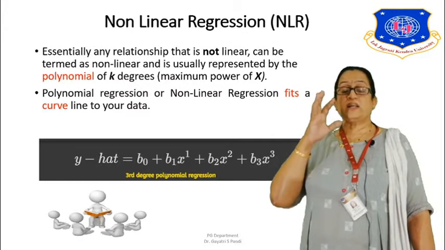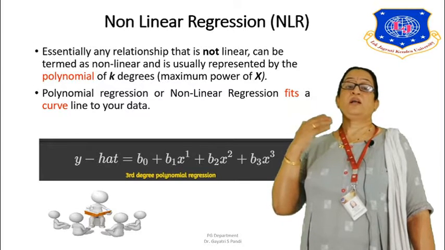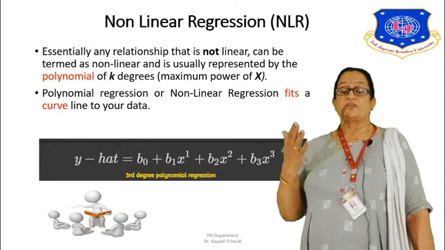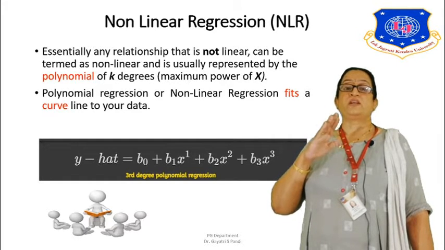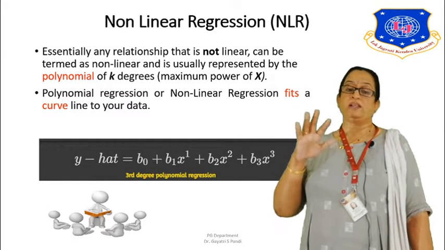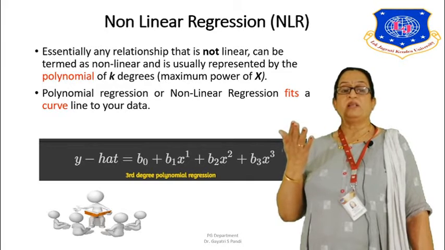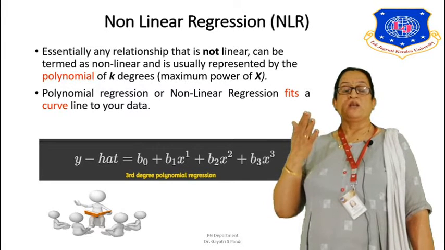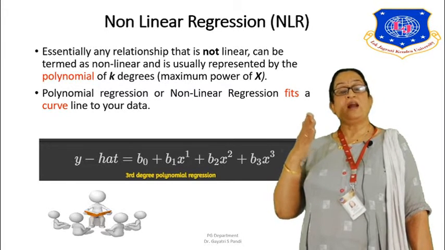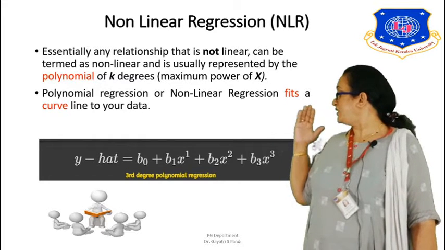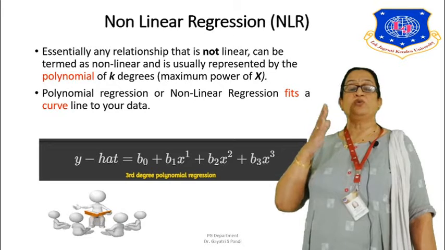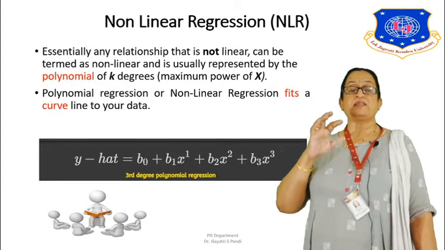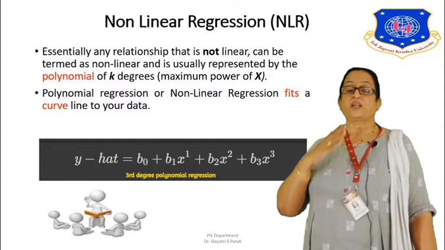Now, as we studied about decision tree, let us see about non-linear regressions. Any regression which is not linear is termed as non-linear. You have various types of non-linear regressions which we will see. So polynomial regression or NLR it is called. It basically fits a curved line to your data. Linear regression has a straight line, whereas these are represented by a curve.